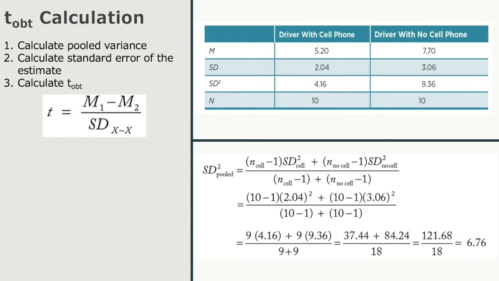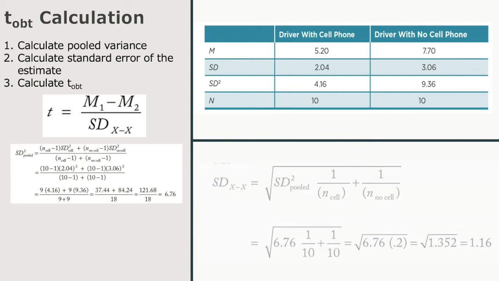N1 minus 1 is 10 minus 1. Standard deviation squared for group 1 is 2.04 squared. And then we see 3.06 squared times 10 minus 1 for the second group. All of that divided by 10 minus 1 plus 10 minus 1. That leaves us with 37.4 plus 84.24 over 18, or 6.76. So our pooled variance, the combined variance between group 1 and group 2, is 6.76. With that value, we can then move on to calculate the standard error of the estimate. So let me move that over.